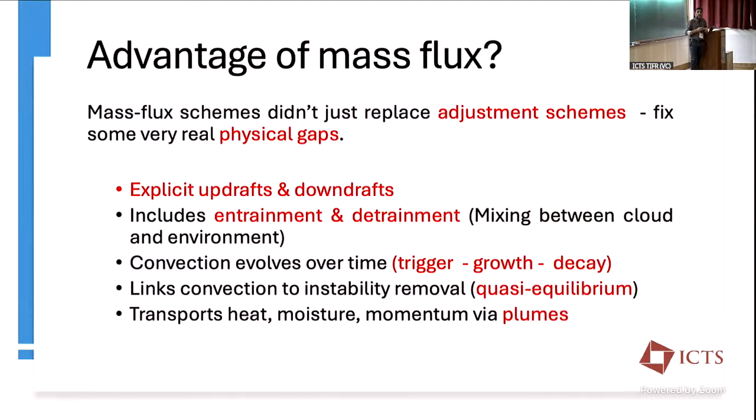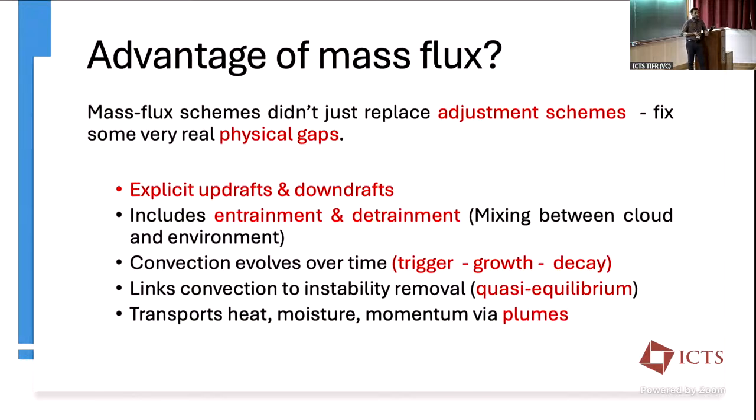So what kind of issues can the mass flux scheme address? It deals with the updraft, downdraft, and the environment individually, separately. And then entrainment comes into the picture. Entrainment or detrainment means it allows the grid box column to mix with the environment. So mixing between the cloud and environment happens in the mass flux scheme, and the convection evolves over time. That means the life cycle of the convection.